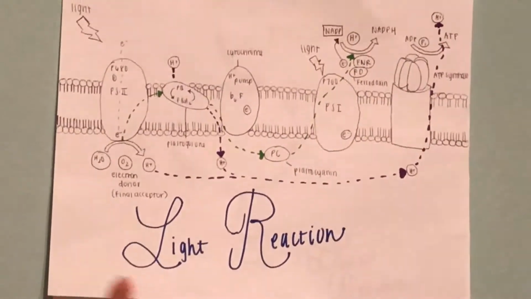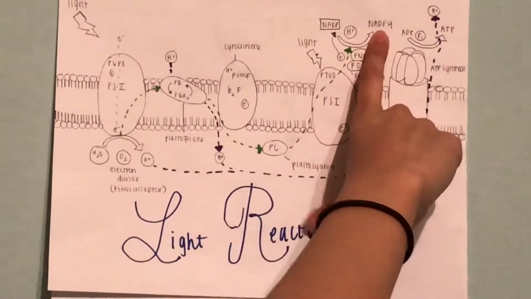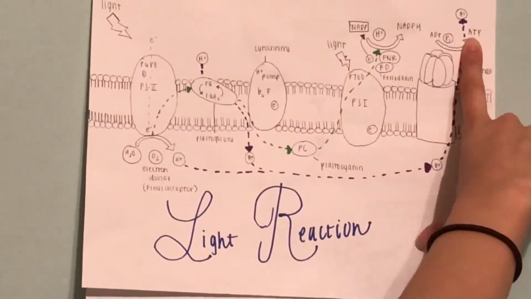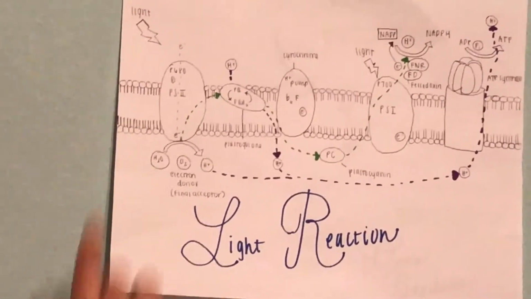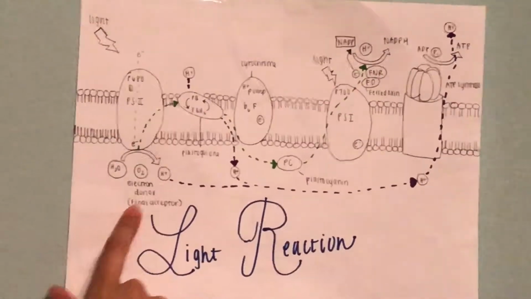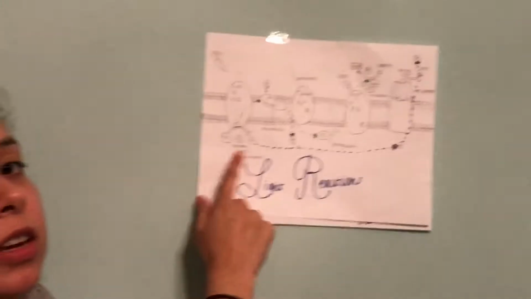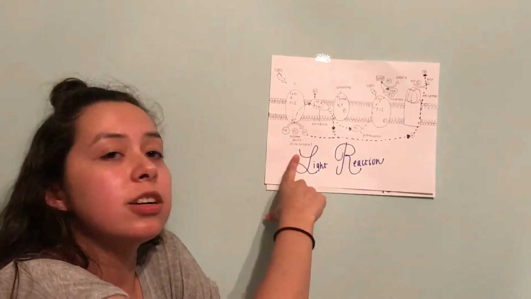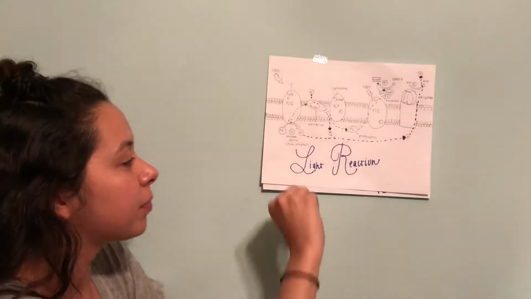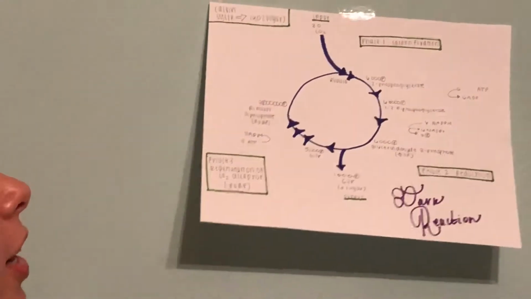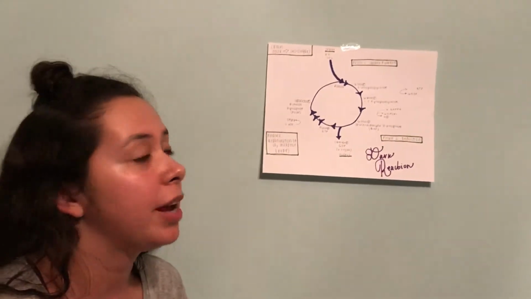ATP. So in the light reaction, we have NADPH and ATP as our final products, along with oxygen, which is also known as the electron donor in the reaction, and is also the final acceptor in respiration. So continuing on, we're going to be talking about the light-independent reaction.